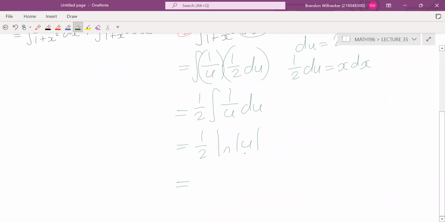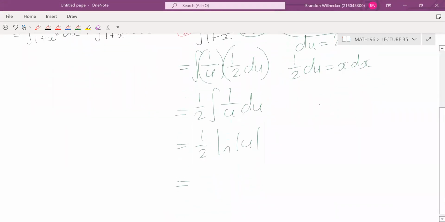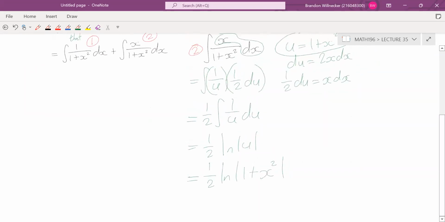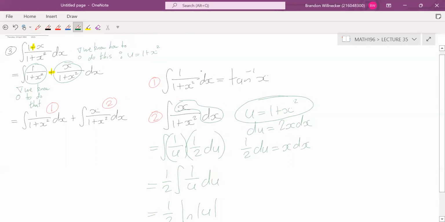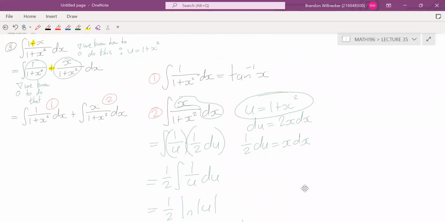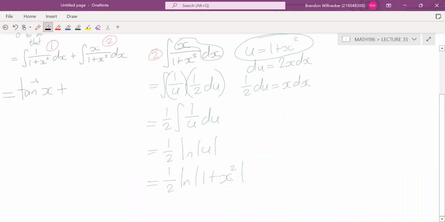But we're not done yet. The u needs to be replaced with the x function. So u is 1 plus x squared. We need to put that back. So this is going to be 1/2 the natural log of 1 plus x squared. Okay, so we've got our answer for the first integral. We've got our answer for the second integral. We can just add the two parts together. So this becomes, the first one was inverse tan, and the second one was 1/2 the natural log of 1 plus x squared.